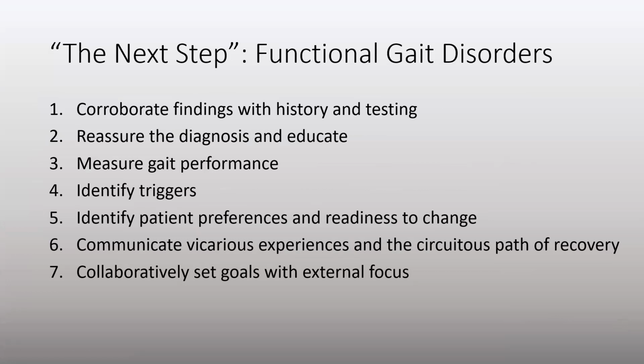All right, so stepping away from that article, the next step, no pun intended, in functional gait disorders, once we've observed something that gives us the suspicion that we're going to rule this in, we want to corroborate these findings with history and other examinations, other tests, again, reflex testing, muscle testing, other signs, reassure the diagnosis and begin to educate, measure the gait performance to grab an objective baseline, identify triggers that may be influential in this individual's presentation, learn more about the person by identifying their preferences and their readiness to change.